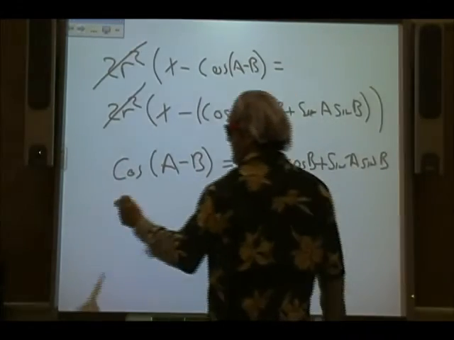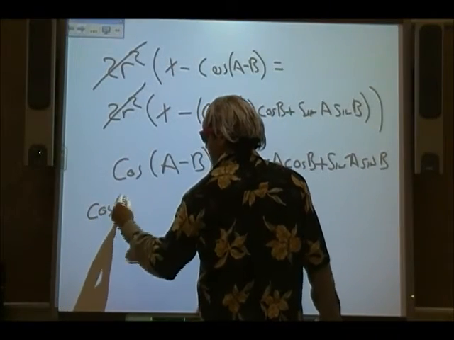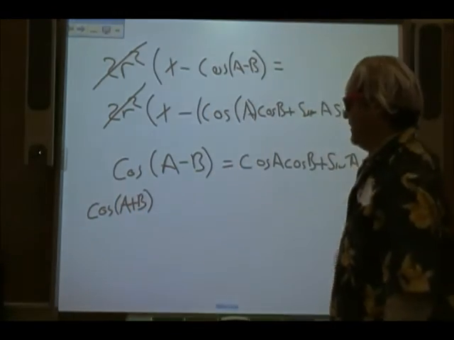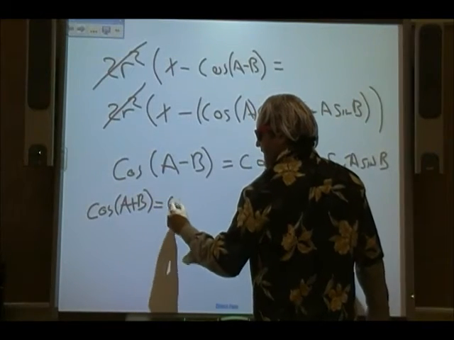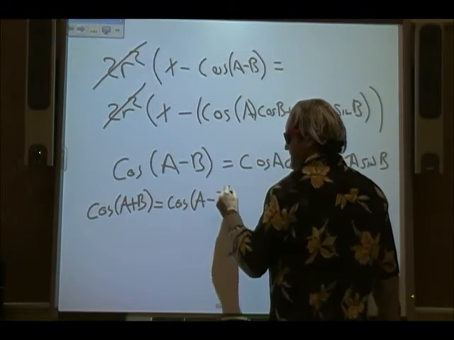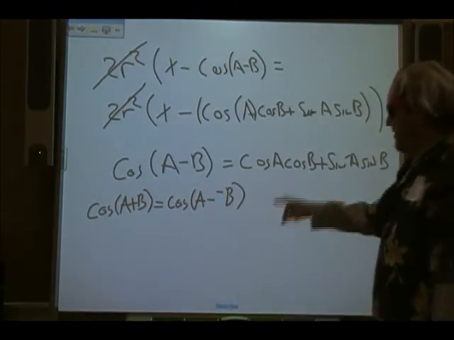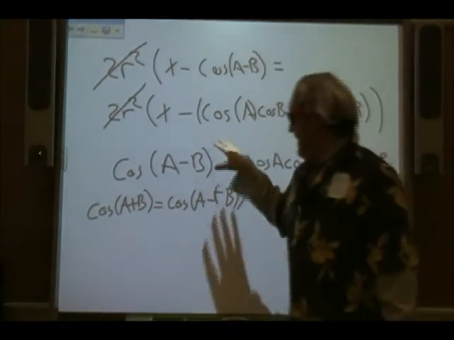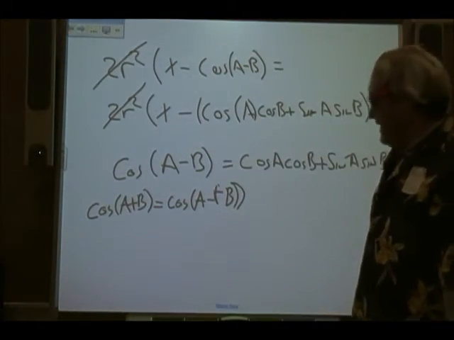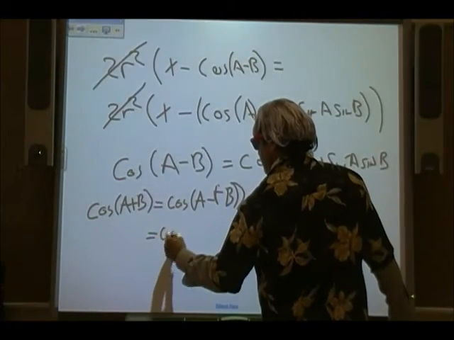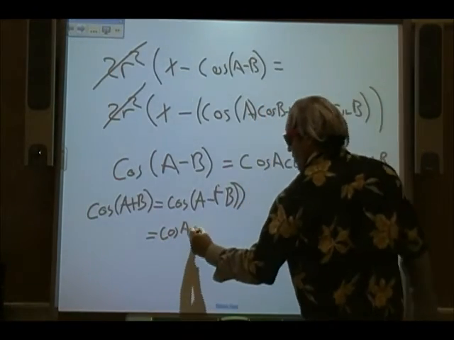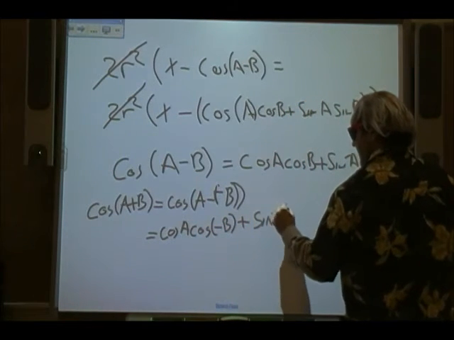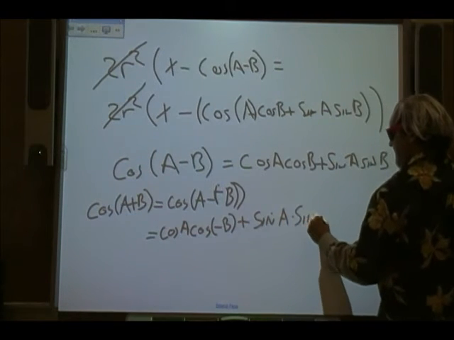Now, if I wanted to do the sum of them, if I want to use cosine of A plus B, I just use this formula. How can I change this to minus? I do cosine of A minus a negative B. So this negative B really, right here, is just plug it in. So here we go. We got cosine of A, cosine of negative B, plus sine of A times sine of negative B.